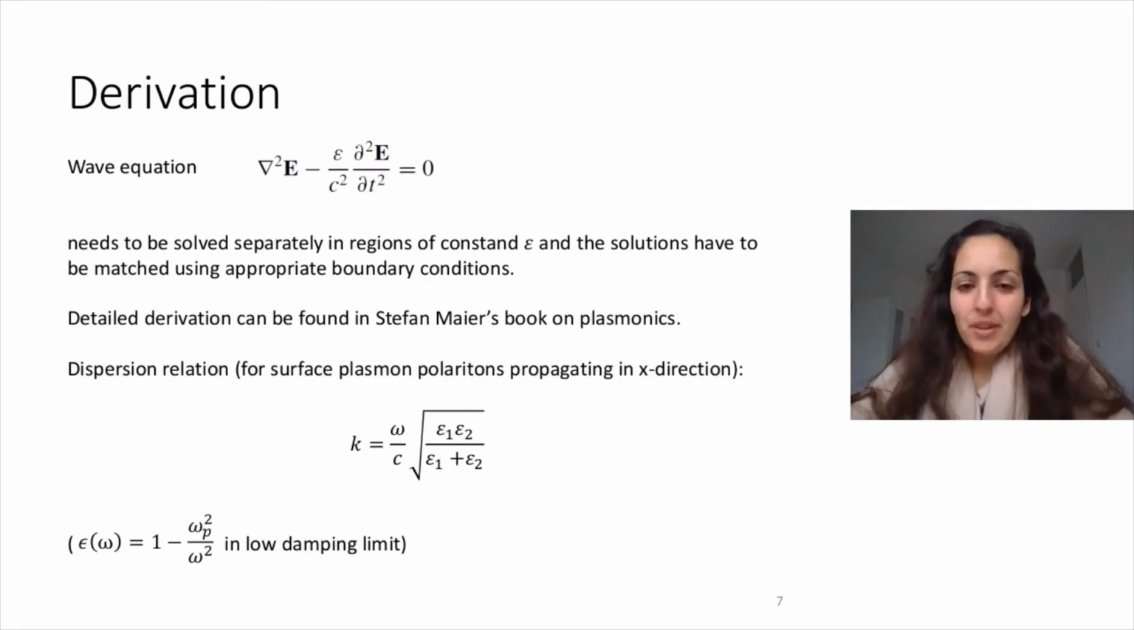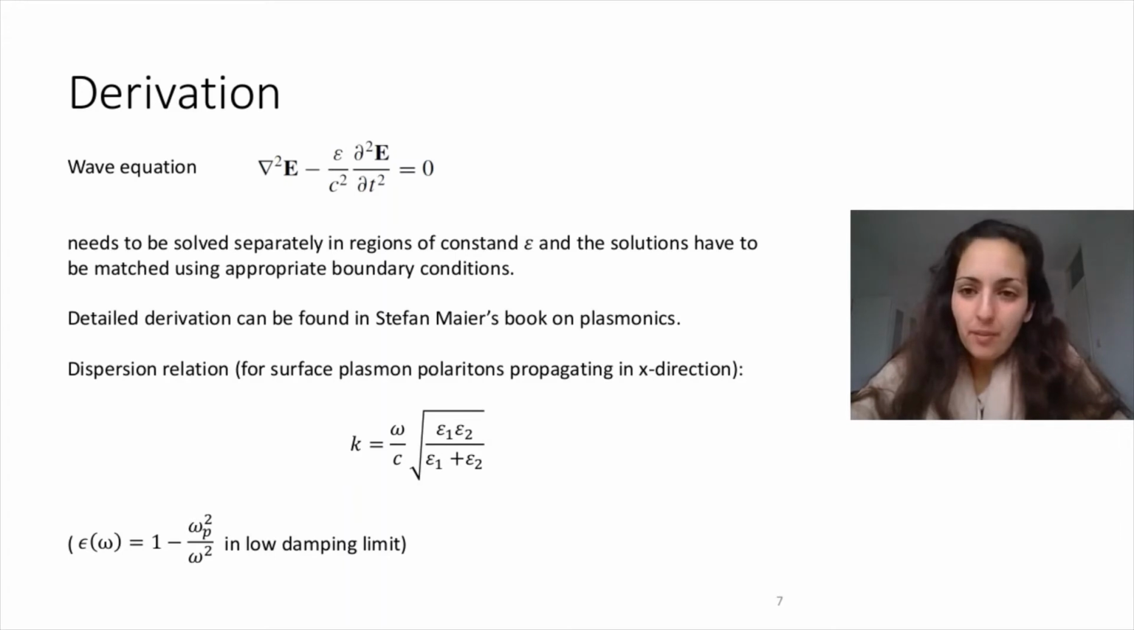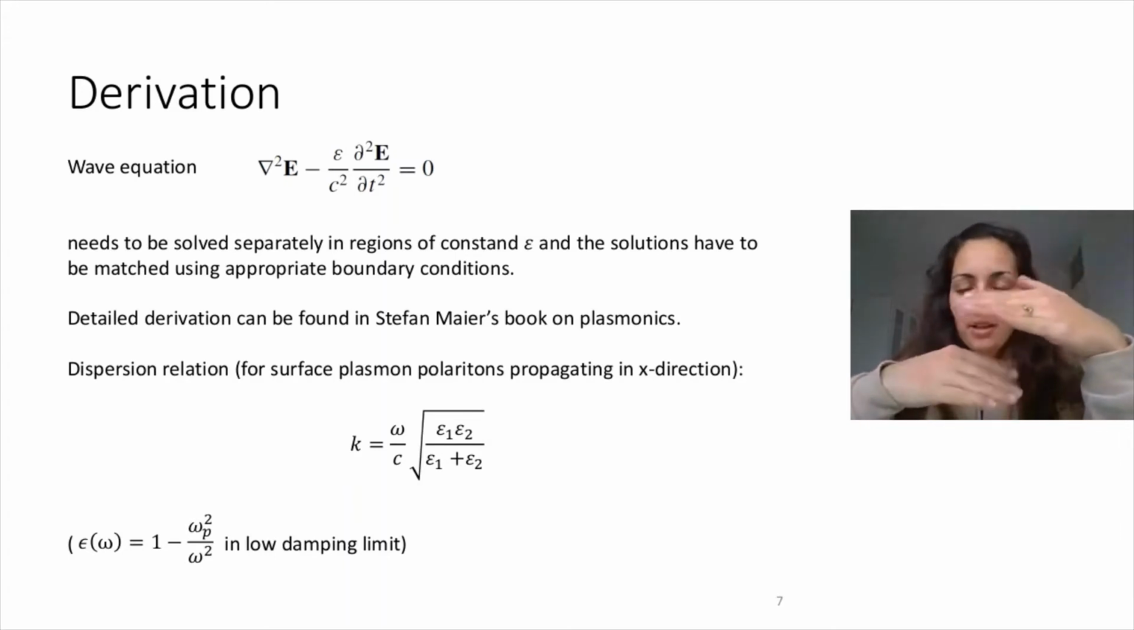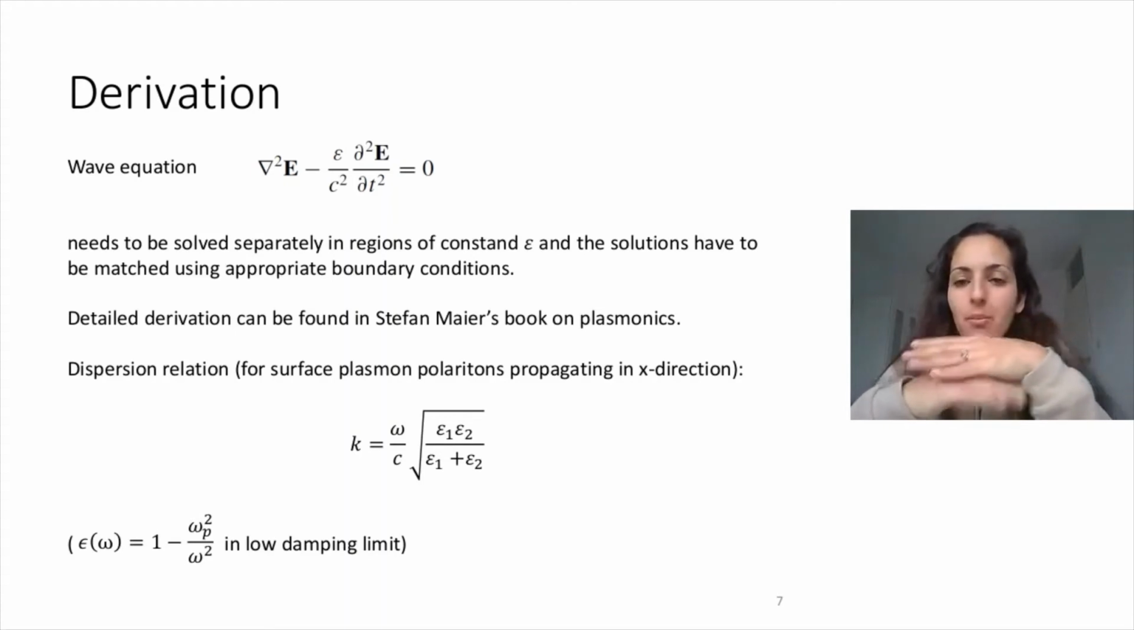Okay, so for the derivation, we are actually not going into the full derivation today in the lecture. However, I will briefly explain how you would do the derivation if you wanted to. Of course, we would start with the wave equation. What we would then have to do is separately solve the wave equation, both in the dielectric and in the metal, and then match these solutions by finding the right boundary conditions, by defining the boundary between the metal and the dielectric.